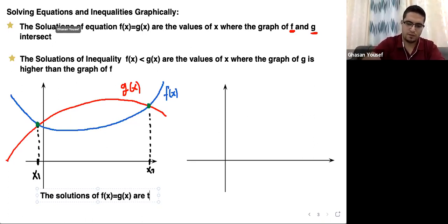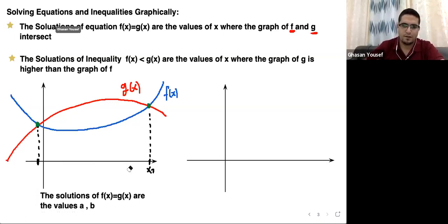are the values x1. I'm going to change it to a comma b. It's better than x1 x2. So this point here is a, and this point is b. So this is my a, and this is my b. So the solution of when the functions are equal, both of them are equal, is the intersect a comma b.